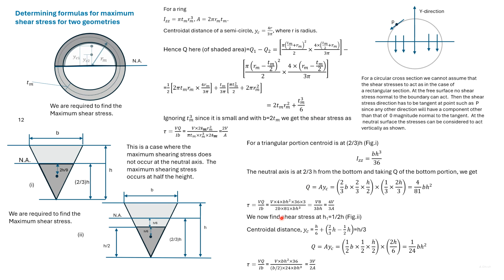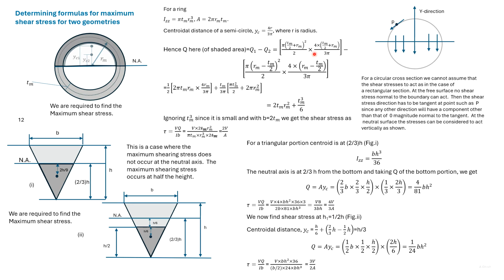Cancelling the terms, we get 3 Ph in the denominator and 8 P in the numerator. The area of the triangular section is Ph by 2. So we get the expression of shear stress as 4P by 3A.